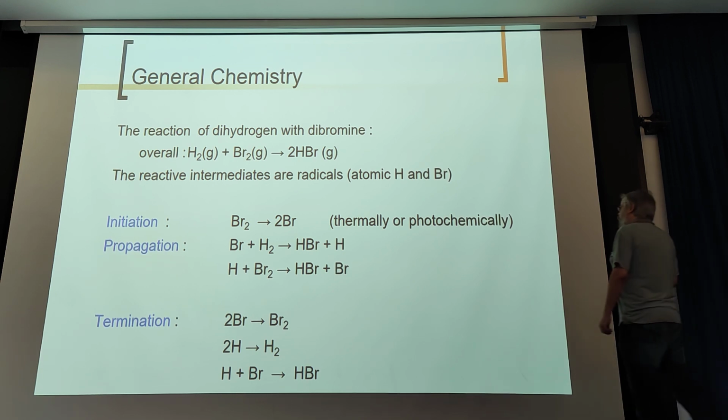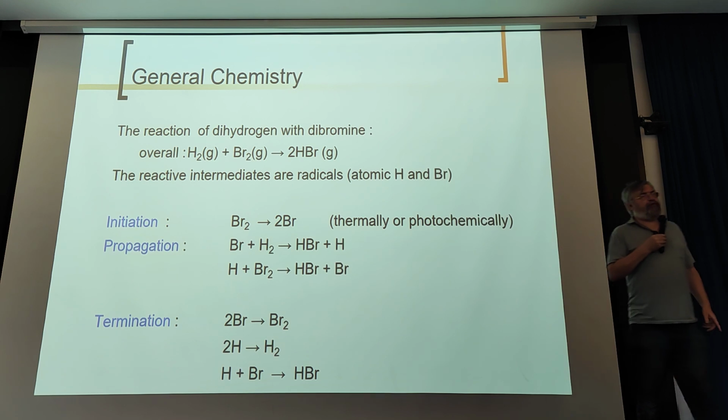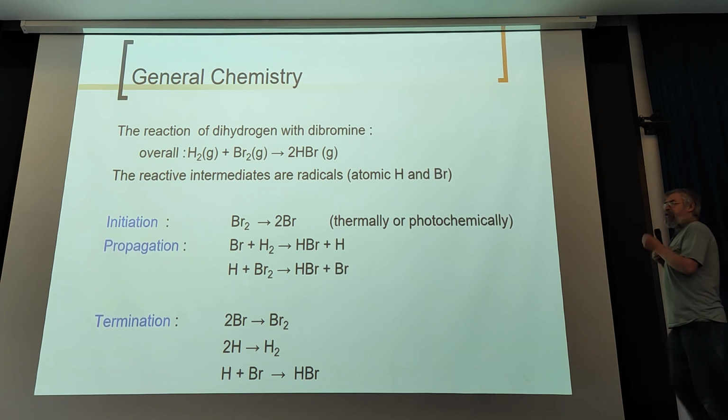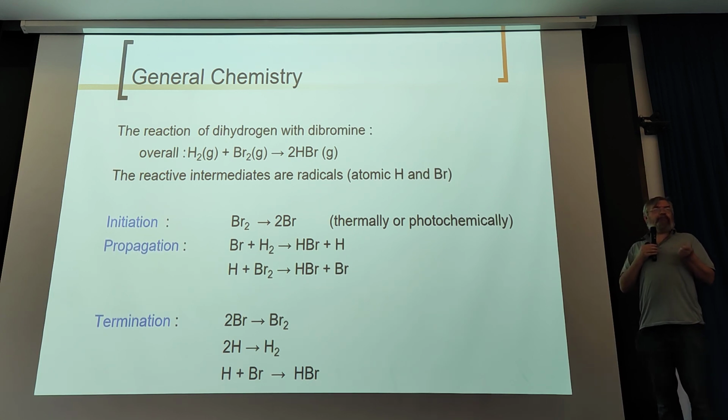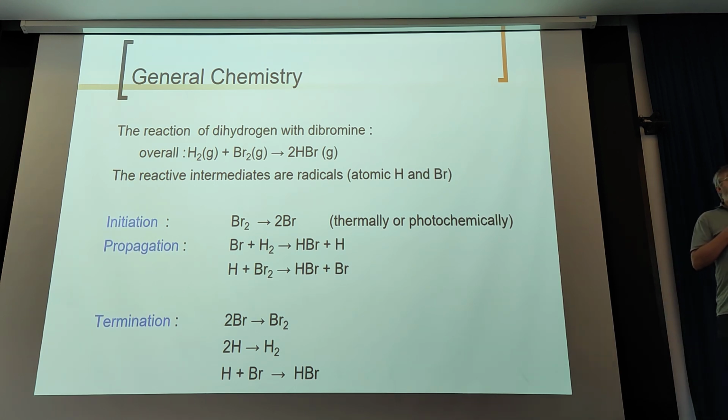Then in the propagation, the bromine atoms or the bromine radicals react with dihydrogen in the first step. This creates a stable molecule, HBr, but one of the two hydrogens is left behind as an atom or a radical of hydrogen. So that's a typical propagation step. You start from a radical and you get another radical. You start from an intermediate, you get another intermediate.